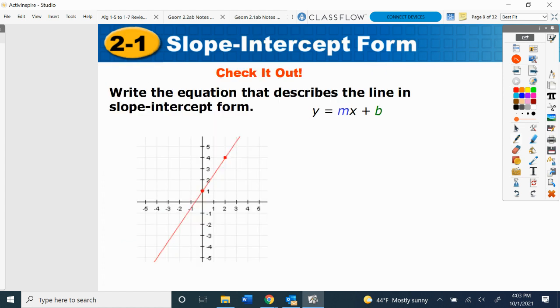All right, try one out on your own. You've got this line on a graph. Do the two things we just did: figure out what the slope of that line is, and also find out what the y-intercept of that line is. Get those pieces of information, and then you're able to write the equation for it. See how that goes? Pause the video, and we'll check your answers here in just a minute.